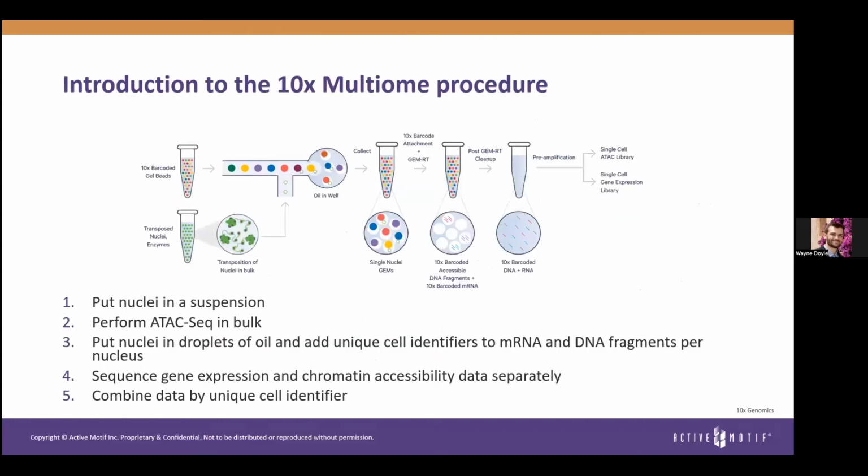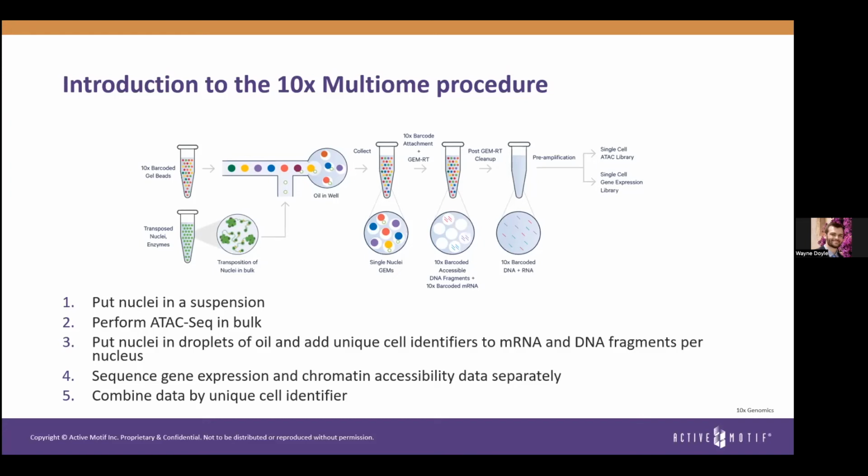So I want to briefly run over how the 10x Genomics procedure works. What we do is we first isolate nuclei, and then we do transposition in bulk. Transposition is just a term for where we add adapters to regions of open chromatin. This allows us, in the downstream steps, to amplify on those adapters and get reads from regions where the chromatin was accessible. Once we've done this transposition, we run it through a machine in which each nucleus gets added to a droplet of oil.